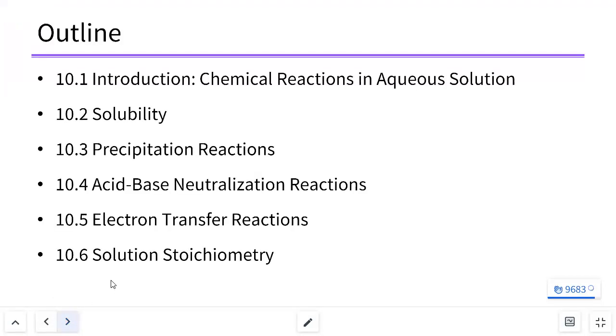Now, as far as sections go, there are 6 primary sections in this module. We're going to spend the majority of our time in this unit talking about the first 4. So we're going to talk about solubility today. Friday and Monday, we will talk about precipitation and acid-base neutralization reactions. Next week, we'll talk for 1 day about electron transfer, and then we'll spend a couple of days talking about how to use all that stuff that we just did with stoichiometry and apply it to solutions, because while there is a lot of common ground, there is a little bit that is different as well.